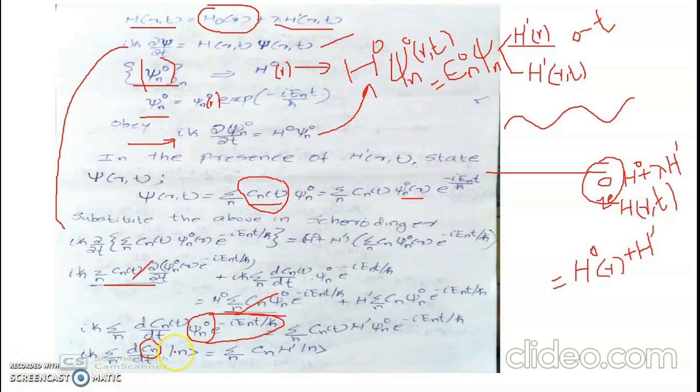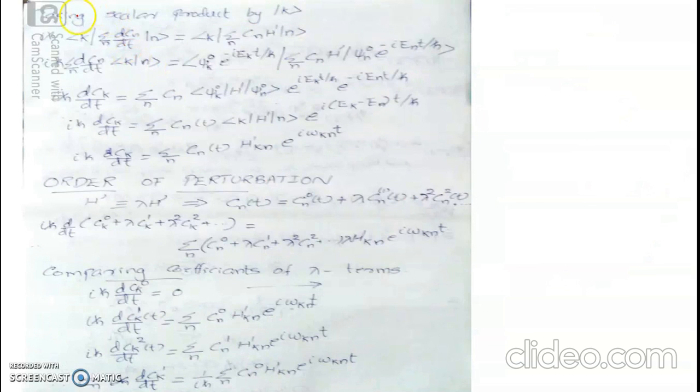So to omit ket n, we'll have to take the scalar product of this one using another vector from this orthonormal set of eigenvectors. So take the scalar product by ket k. The scalar product: iħ is retained here. iħ scalar product k summation over n dCn/dt ket n equals scalar product k summation over n Cn H' ket n.